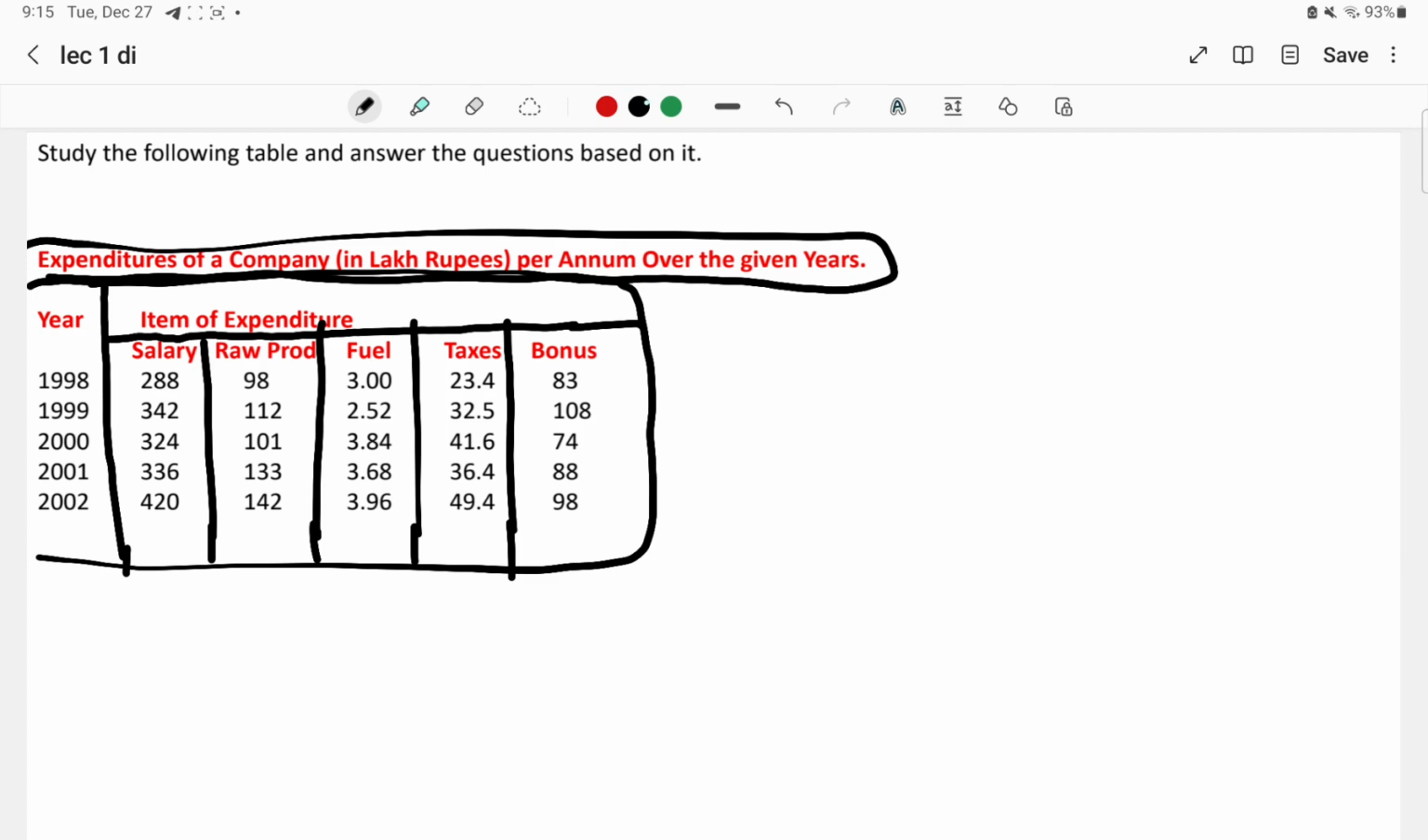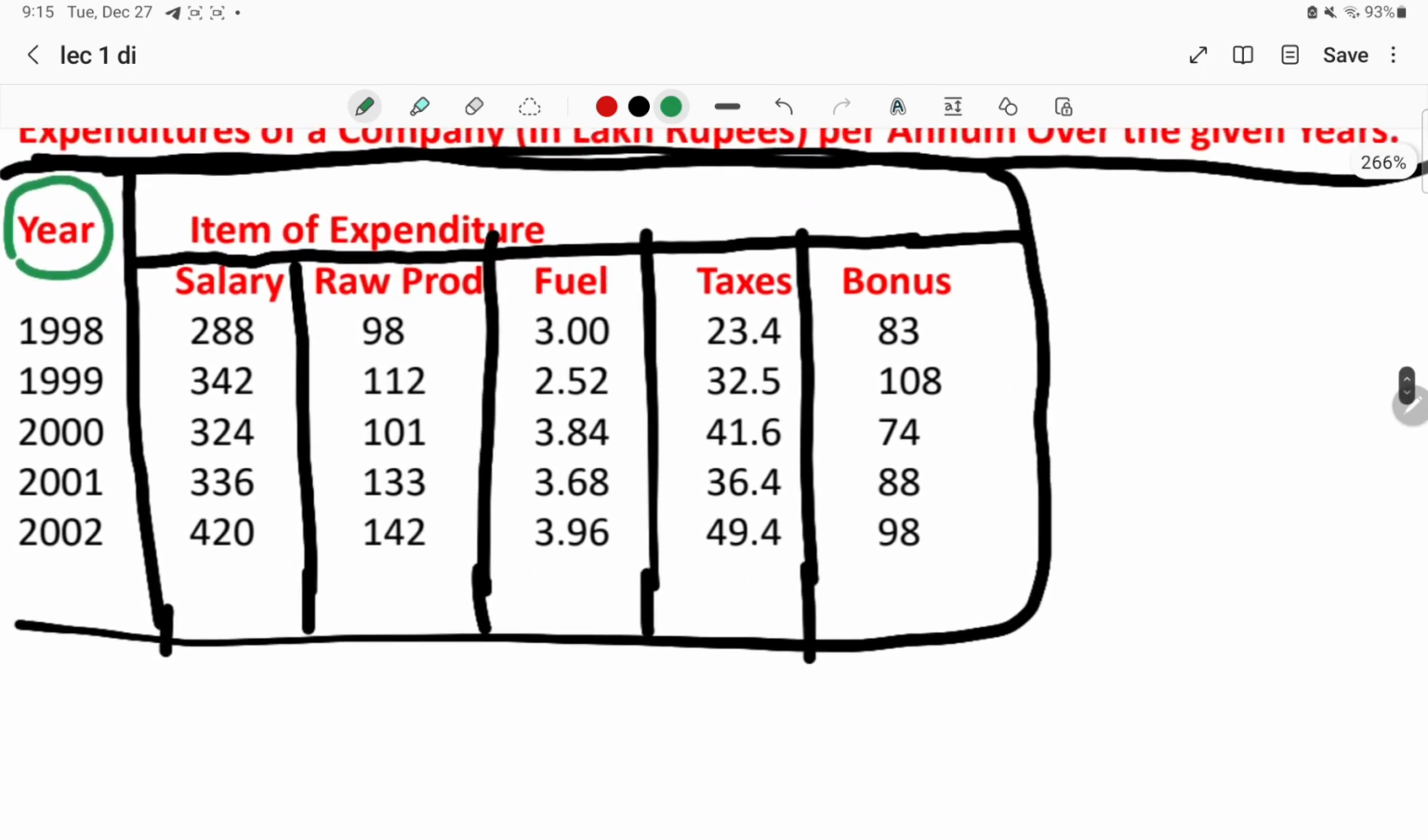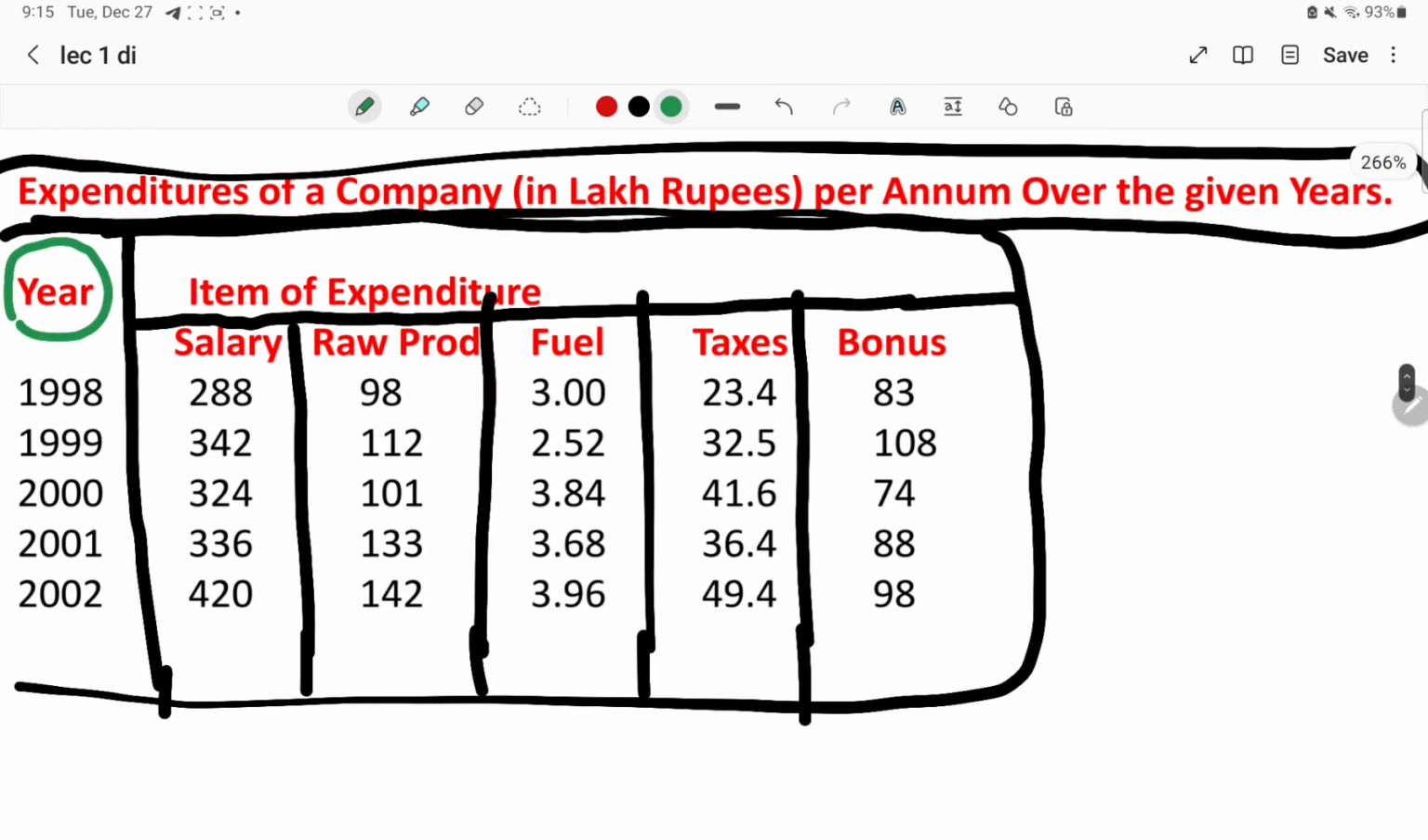Look here, what we can see is that the very first thing is that years have been mentioned: 1998, 1999, 2000, 2001, 2002. So what were the expenditures done by the company in these particular years on different things? Expenditures for different purposes they have given here. What were the purposes? Expenditure on salary.